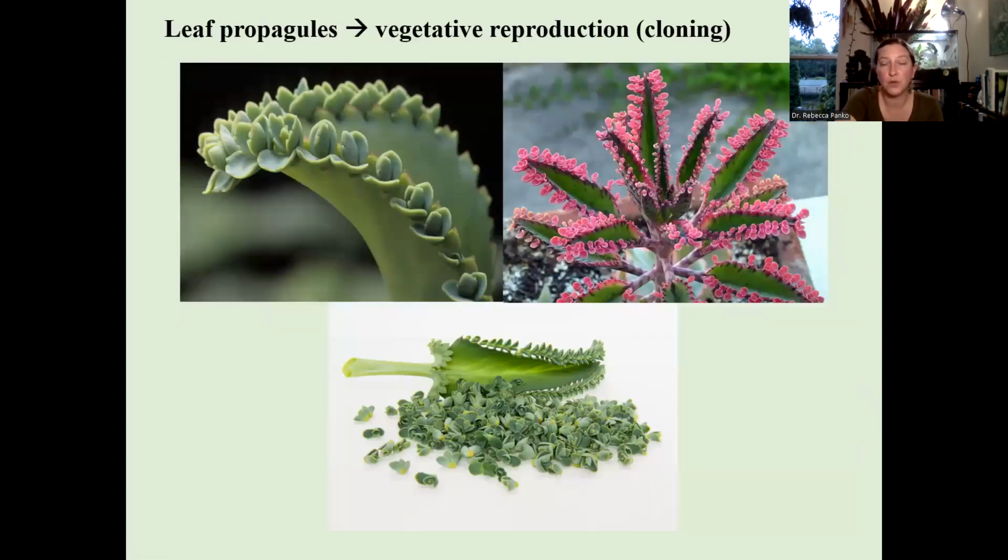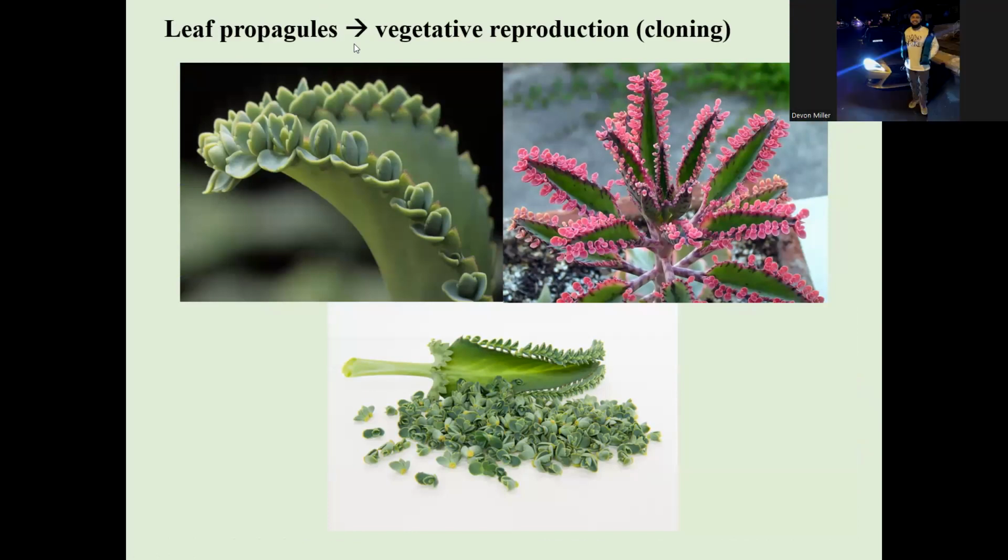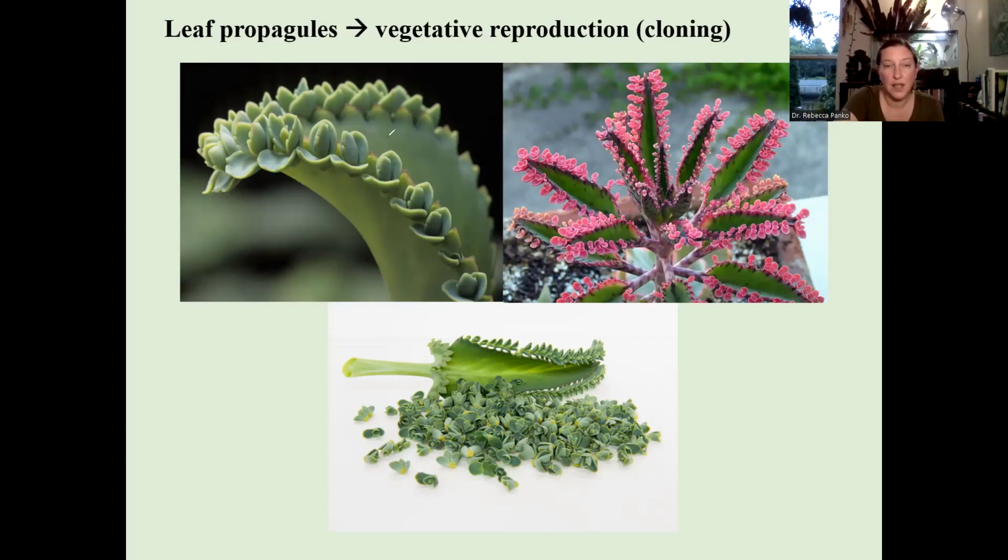Leaf propagules. So some plants are able to make baby plants from their leaves. And so that's the case here. This is one baby plant. Next to that's another baby plant. This is one leaf with a bunch of pink baby plants on it. This has nothing to do with sexual reproduction. This is called vegetative reproduction, which just means that the plant's basically cloning itself.